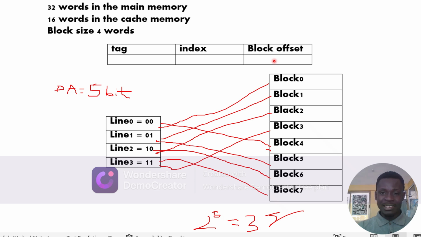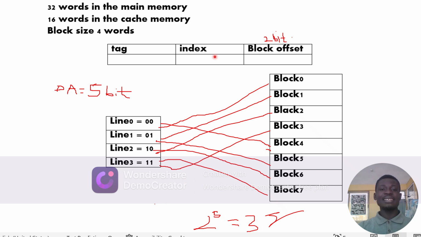If the block offset will show the specific word, what is the size of this one? The size is 4. So 2 raised to the power what will give us 4? 2 raised to the power 2. It means here we need 2 bits.